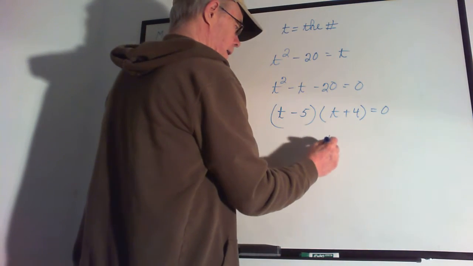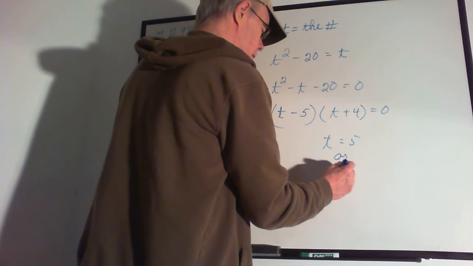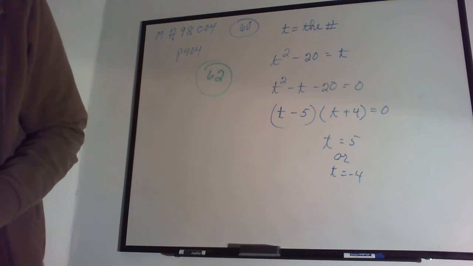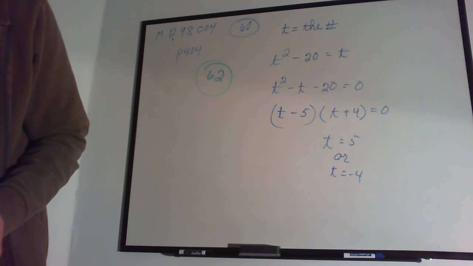And solve it, you'll get t is equal to 5 or t is equal to negative 4. All right, try problem number 62. Pause the video, give it a try, see how you do with it.